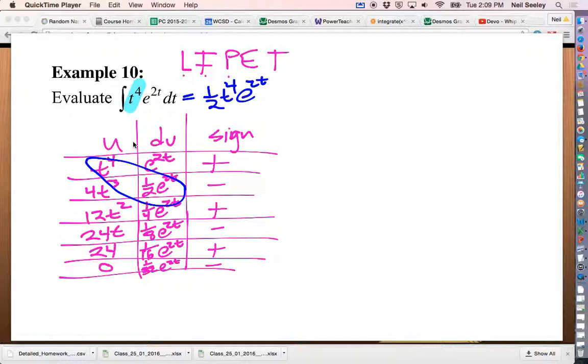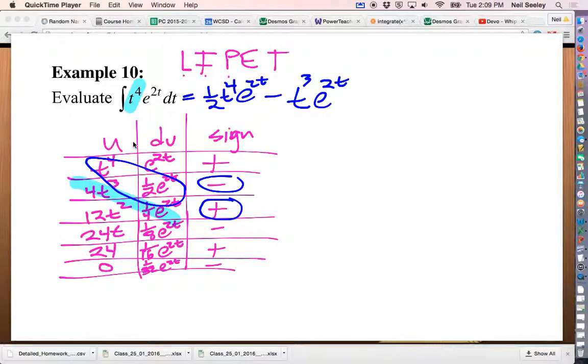You pick up this sign, so you put a minus, and then you do the next diagonal. So we're going from 4 times 1/4, and I'm going to start using the highlighter because it gets a little hard to read after that. So the next diagonal is 4 times 1/4, so pardon me as I cancel those, and it becomes t to the 3rd e to the 2t.